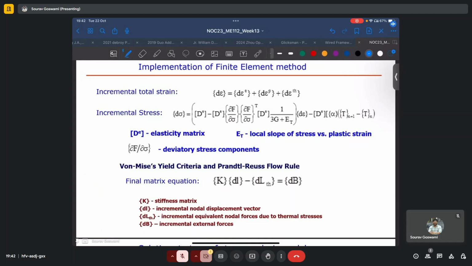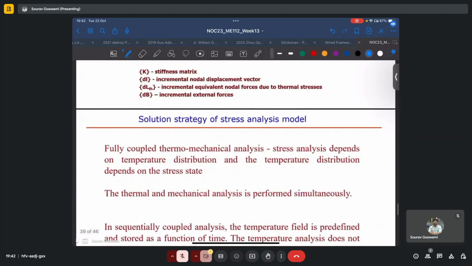Typically, these will be implemented under the purview of the von Mises yield criterion and the Prandtl-Reuss flow rule. And this will reduce the final matrix equation to K dL minus dL_TH equals dR, where K is the stiffness matrix, dL is the incremental nodal displacement vector, dL_TH is the incremental equivalent nodal forces due to thermal stresses, and dR is the incremental external forces. If there is no external loading, this can also be put to zero.